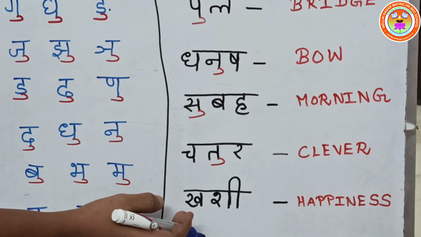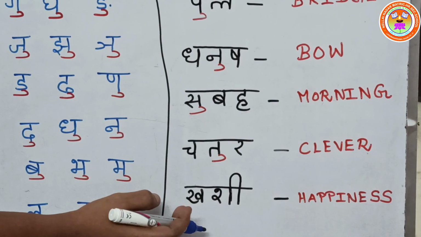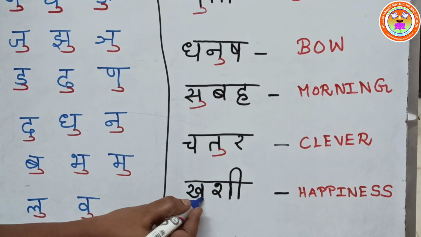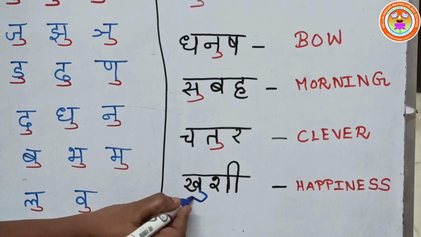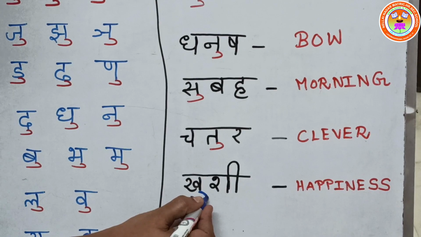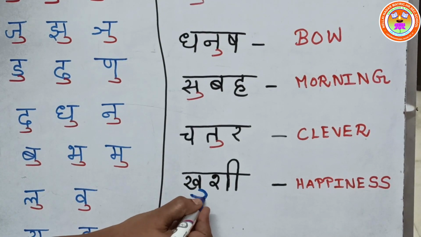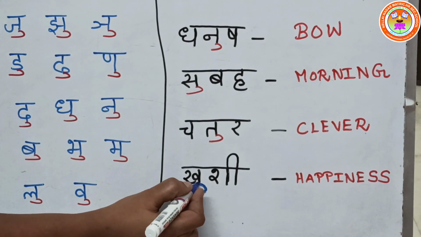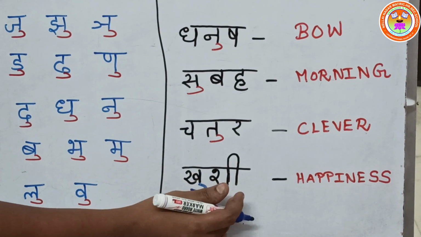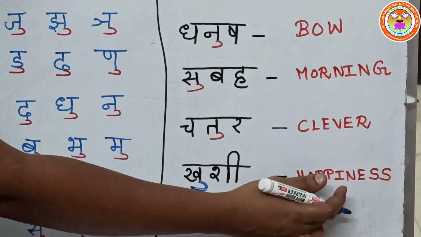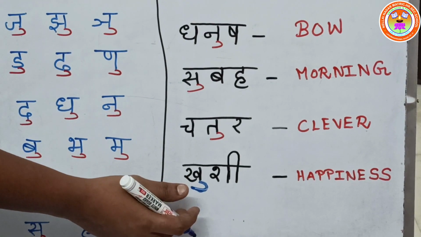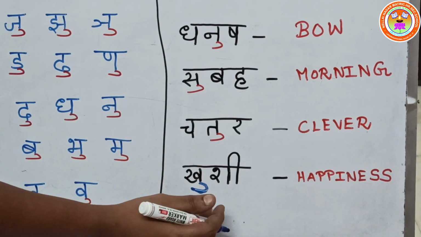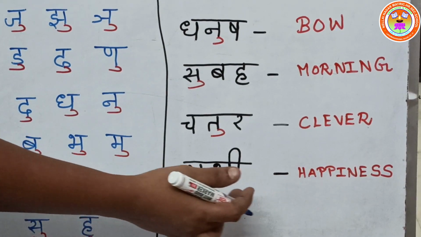Next one. K. I am going to add U ki matra. When K is added with U ki matra, it becomes ku. Ku, shi, khushi. Khushi means happiness.